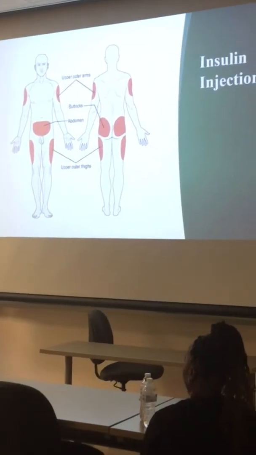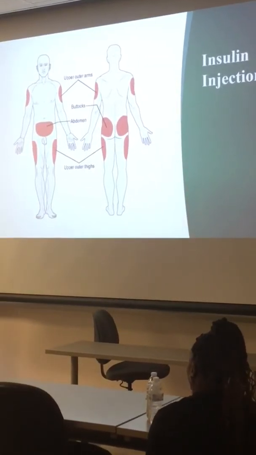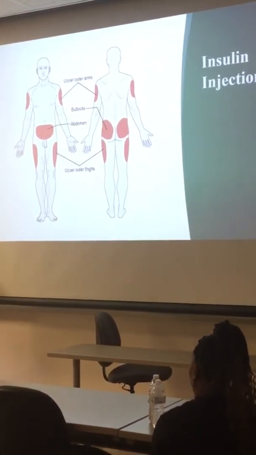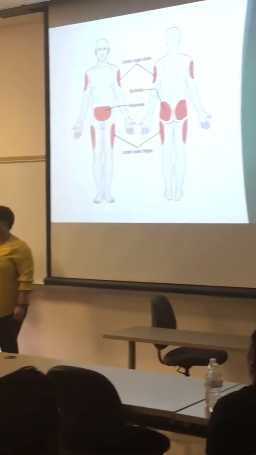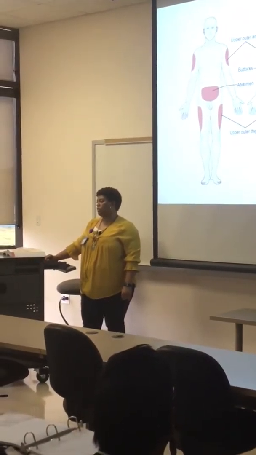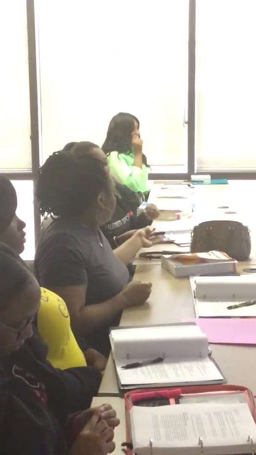Insulin injection sites. These are some of the injection sites that you can use to give a patient their insulin. You have your upper outer arms, your buttocks, your abdomen, and your upper outer thighs. These are some good sites to use.